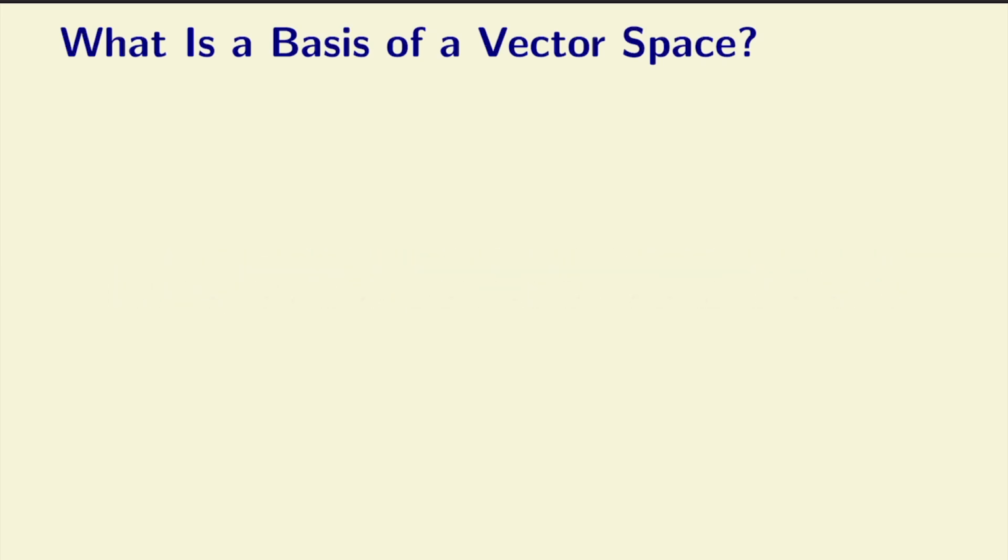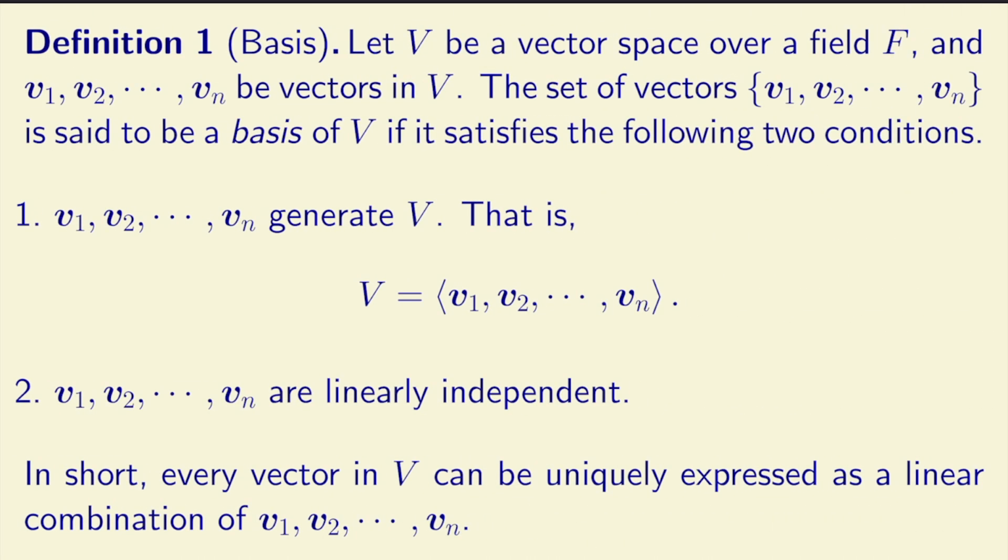Excellent. Let's start with the definition of a basis. So, definition 1 states, let V be a vector space over a field F, and v1, v2, and so on up to vn be vectors in V. The set of vectors v1, v2, ..., vn is said to be a basis of V if it satisfies the following two conditions. Right. The first condition is that v1, v2, ..., vn generate V.